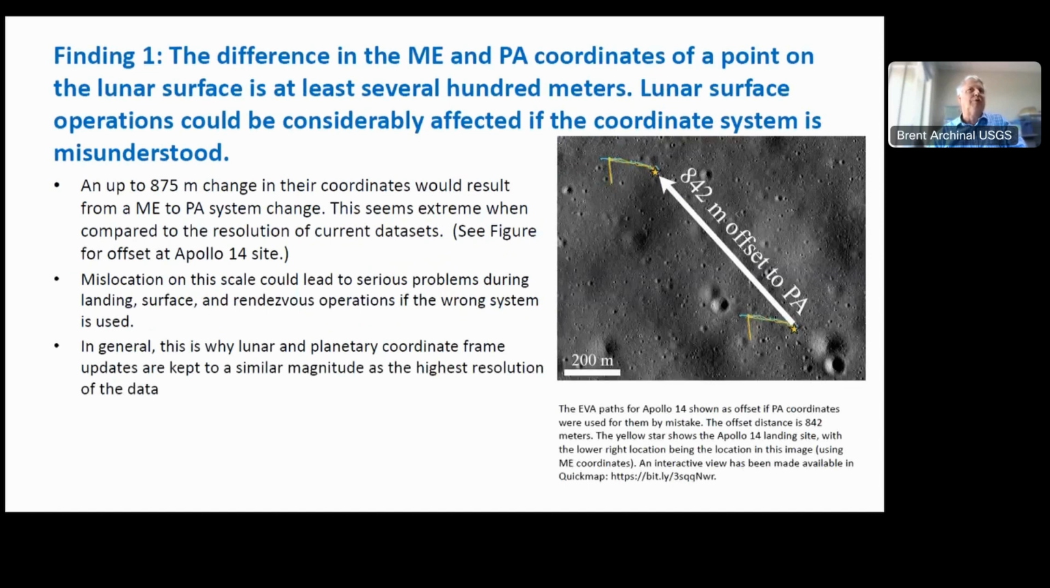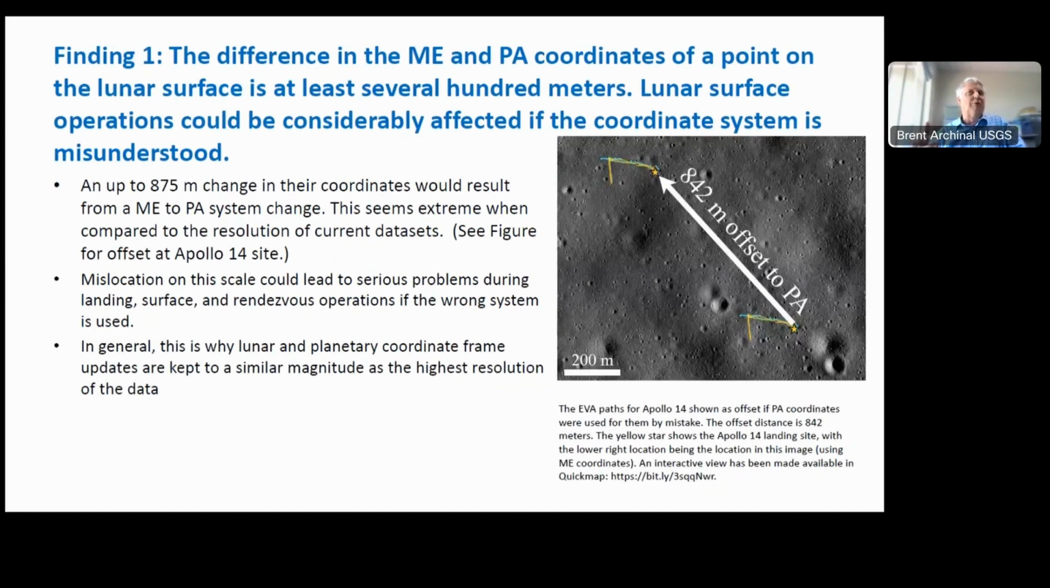The first is about the difference in coordinates being rather large, several hundred meters, and as the first bullet notes, up to 875 meters, and this seems extreme compared to the resolution of current data sets. The image on the right, for example, shows an LROC image of the Apollo 14 landing site. The star at lower right represents where the landing occurred, and the colored lines represent the EVA paths.